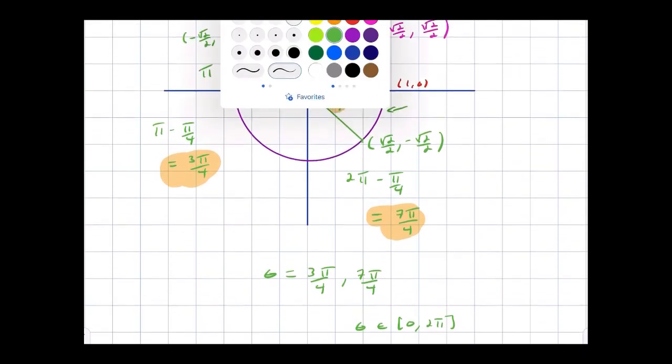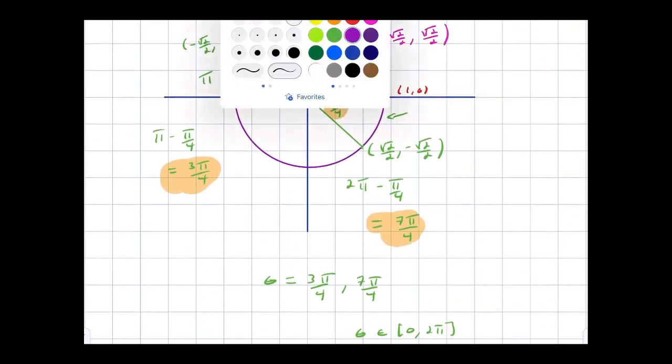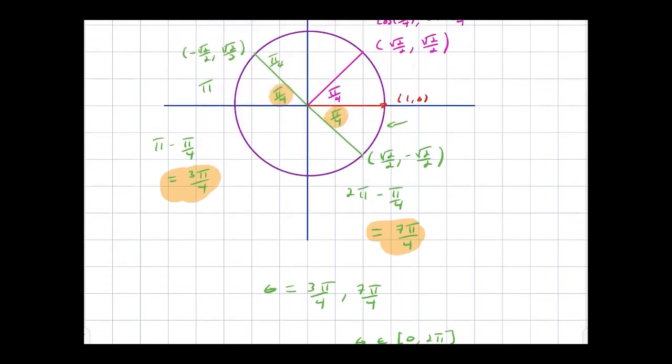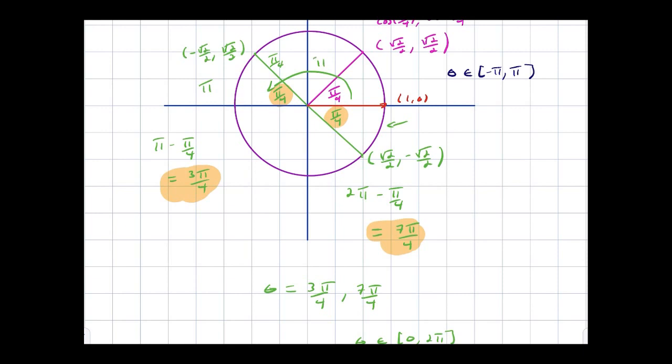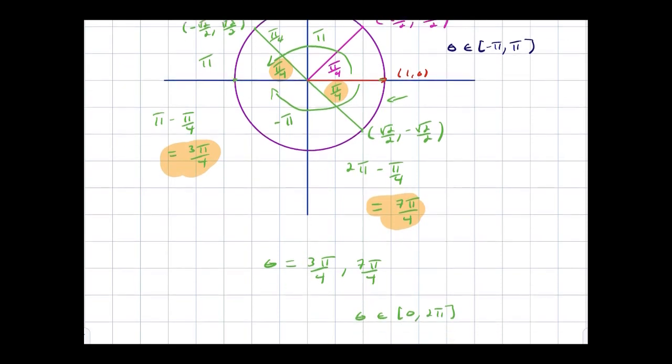If, say, I had been asked to find it, let's do a different color, this really dark, ominous color, if instead theta was coming from negative pi to pi, what does this mean? This means that I can only go forward to pi, or backwards by negative pi. That gets me the entire circle, all the possible values of sine and cosine, because I start at this point and end up at this point. I just go in different directions around the unit circle.